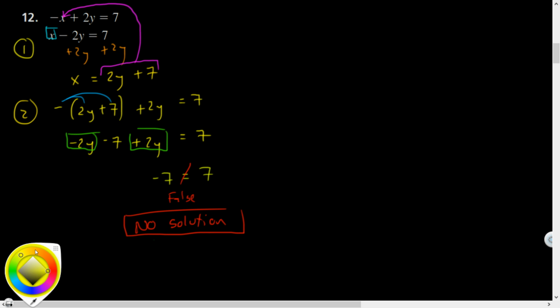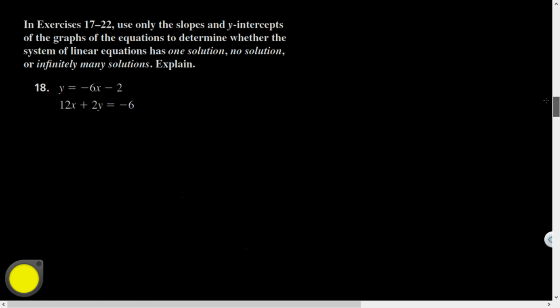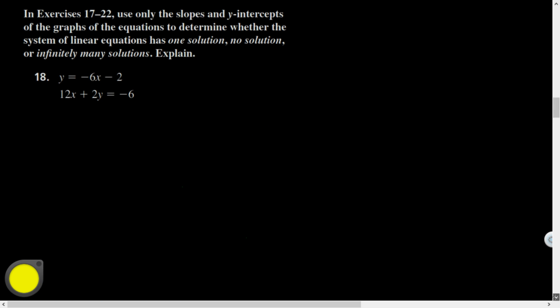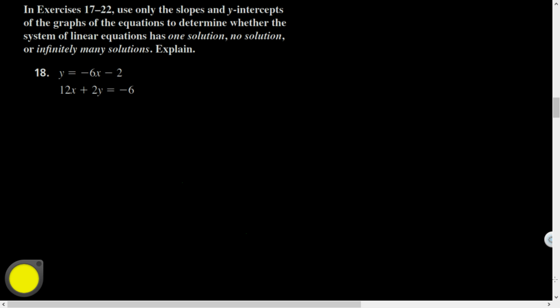All right. I liked this next type of problem where we were asked to use only slopes and y-intercepts of the graphs of the equations to determine whether the system has one, no, or infinitely many solutions. So the first thing I'm going to do is actually switch this second equation into slope-intercept form. So I'll subtract 12x from both sides, like so. So I'm putting it in y equals mx plus b.